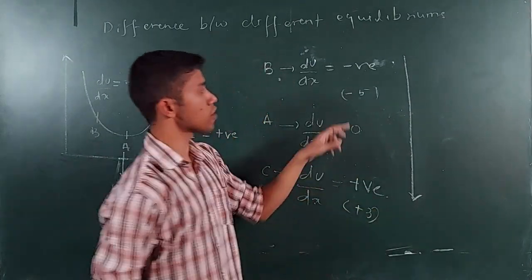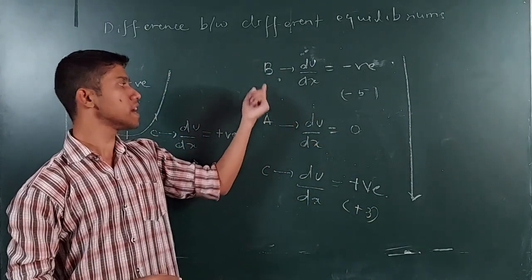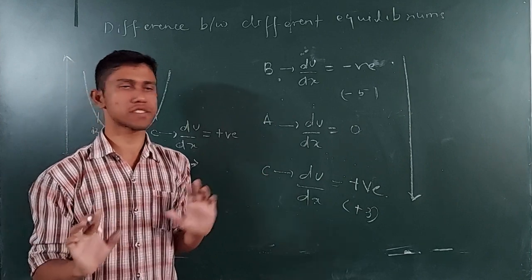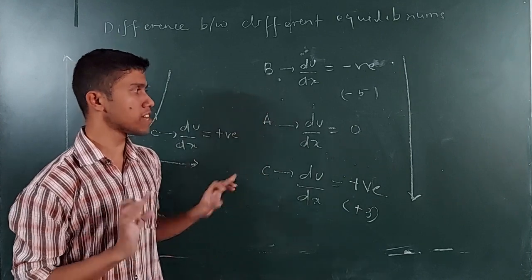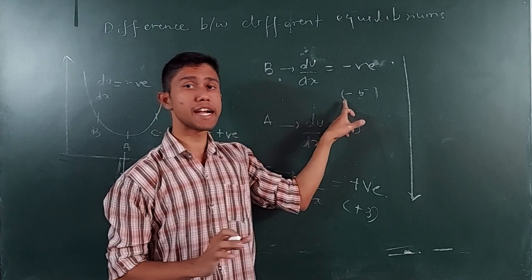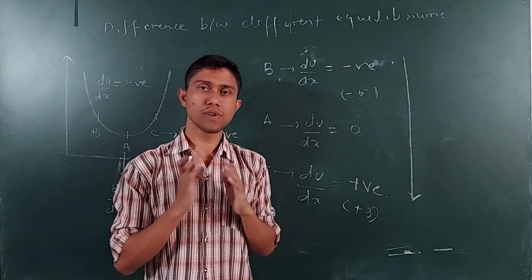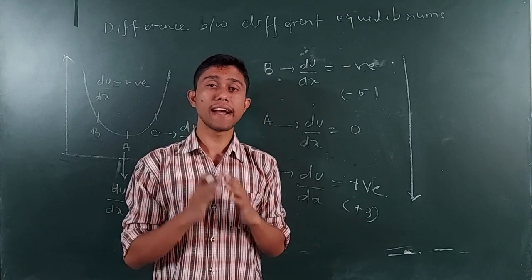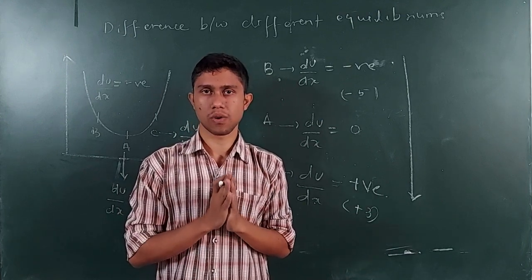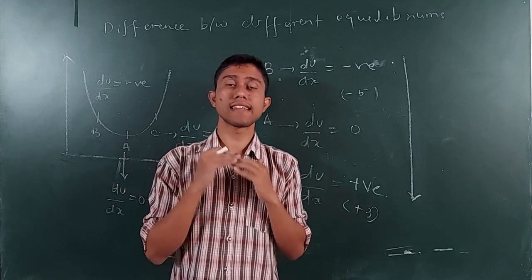So I can say that going from point B to C, my journey is fixed. I have to go from point B to C. It is going from a negative value, for example -5, to a positive value, +3. So you can tell that du by dx is increasing.